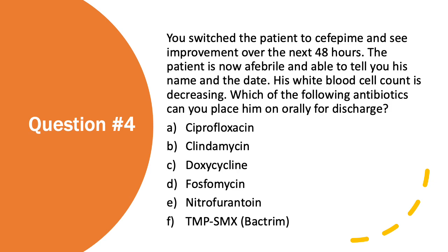Clindamycin is used to treat anaerobes. Doxycycline is used to treat atypicals as well as MRSA, if you need an oral regimen for MRSA. Phosphomycin, nitrofurantoin, and Bactrim are all great antibiotics to treat uncomplicated UTIs in a female as an outpatient, but not good for inpatient UTIs.